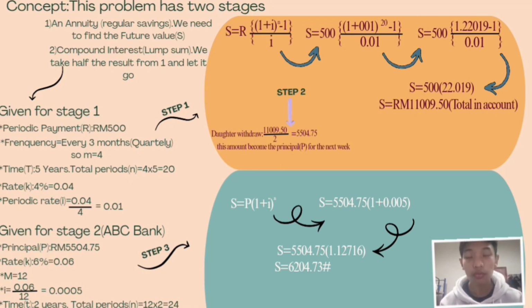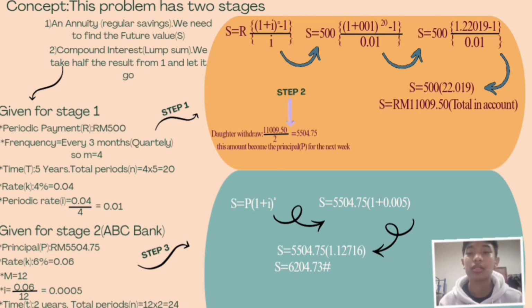First of all, the future value. S equals R times (1 plus I) to the power N, minus 1, divided by I. So S equals 500 times (1 plus 0.01) to the power 20, minus 1, divided by 0.01. So we get S equals 500 multiplied by 22.019. So our S is 11,009.50. So after 5 years, the total saved is RM 11,009.50.